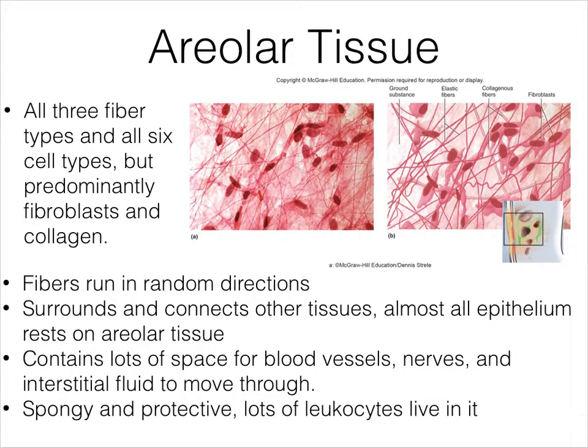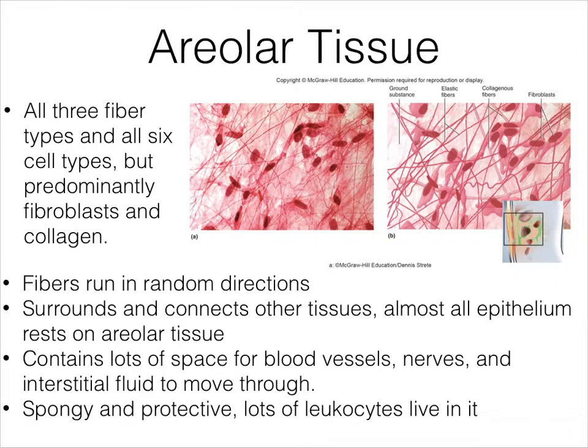First type, areolar tissue. Areolar tissue is a loose connective tissue. Loose connective tissue means that the fibers are not super densely packed, and there's a bunch of space between the fibers for cells to move. So you can see that there's all of these cables running through here, and those are the fibers. But you also have a lot of fibroblasts, and they're moving around. You also have space for other things to move through.